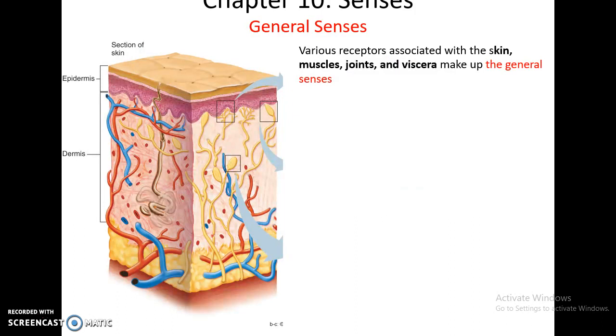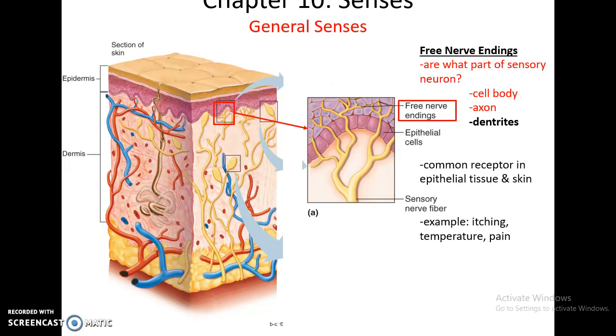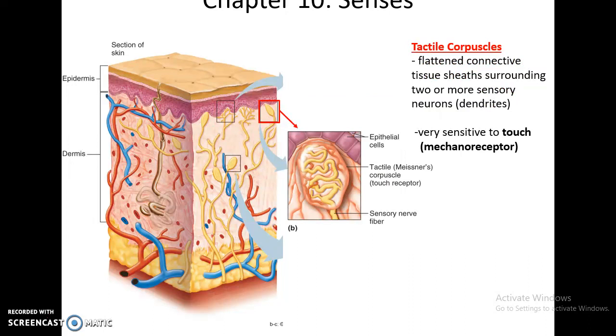General senses. General senses are associated with the skin primarily, but also could include muscles, joints, and organs in the body. Many of the sensory receptors are also the sensory nerves, and it is the dendrites of the nerves that are acting as the receptor. They are commonly associated with epithelial tissue, especially with the skin, and can detect things like itching, change in temperature, pain.